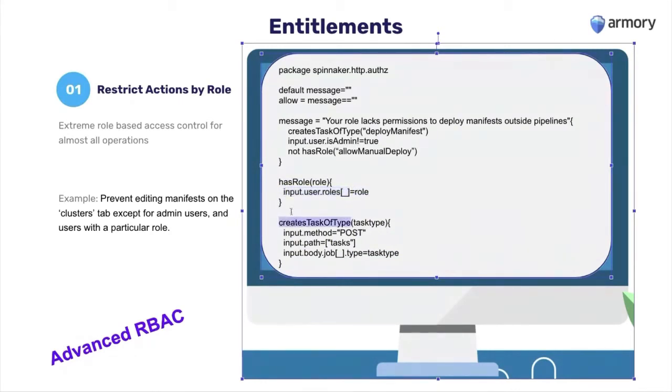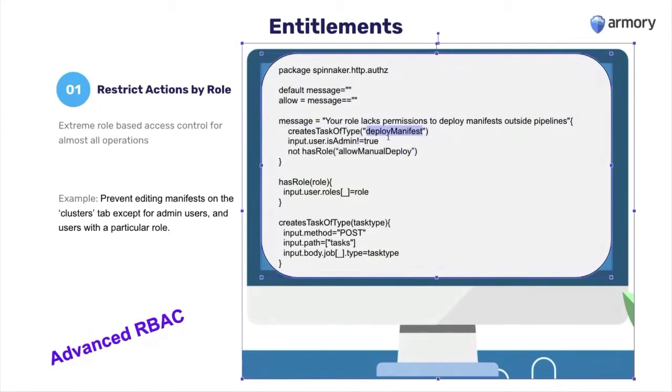The second helper function checks to see whether or not the call is attempting to create a task of the particular type. So this post to the tasks is checking whether or not it is calling the Spinnaker tasks API. And this is simply confirming that the task that is being called is the one that's desired. So the rule uses those helper functions, and it checks to see whether or not they are creating a deploy manifest task.